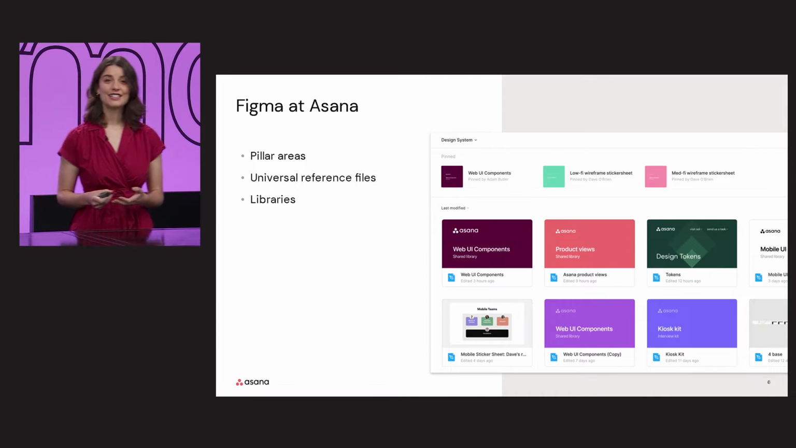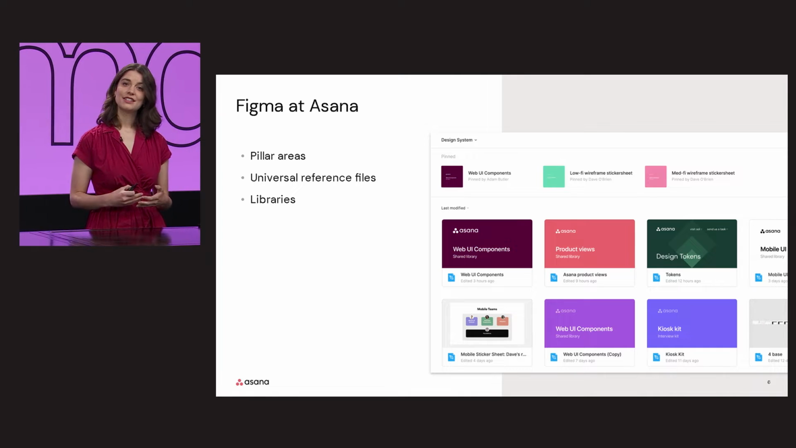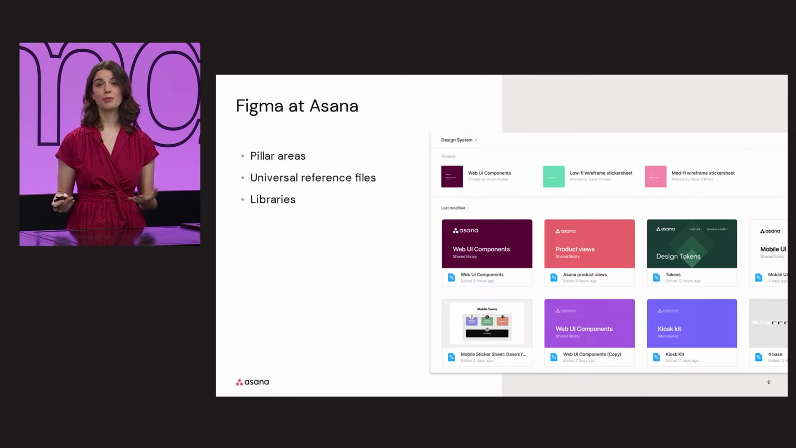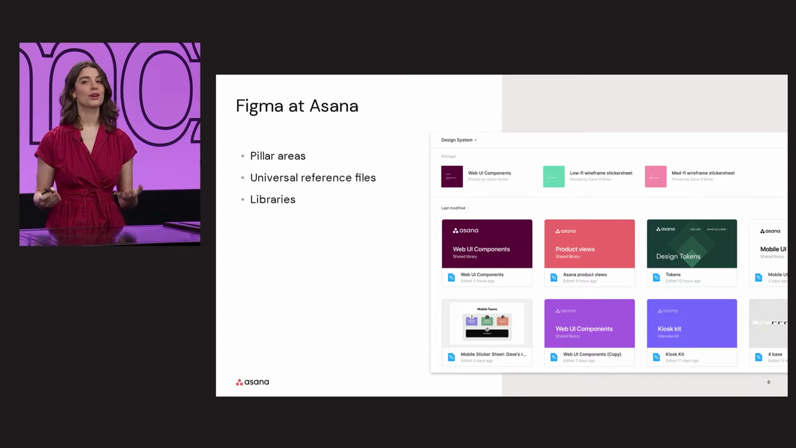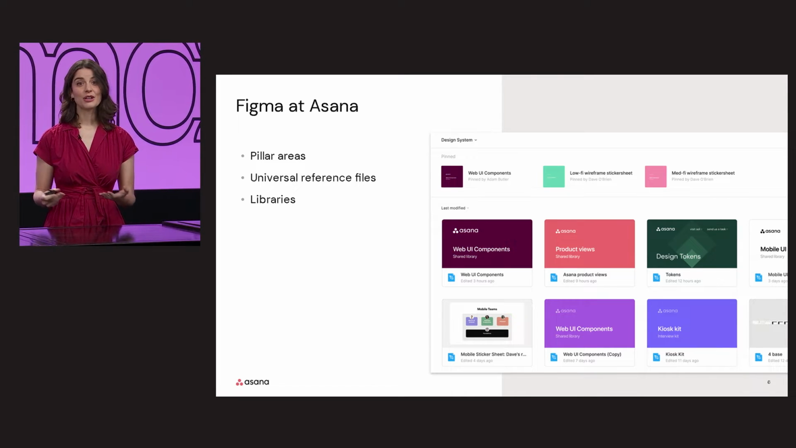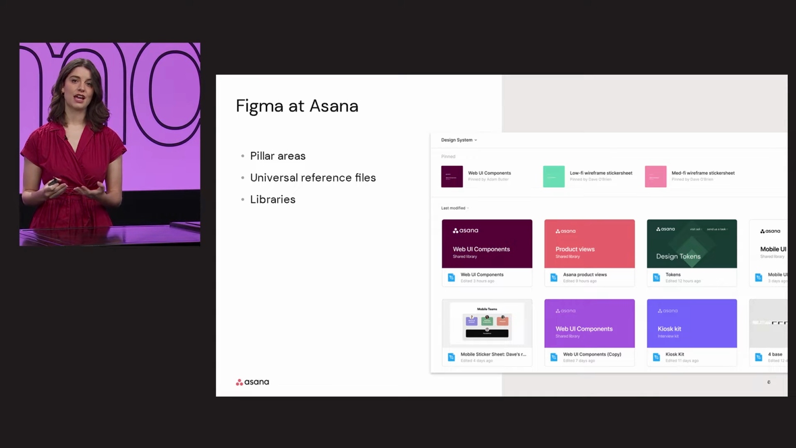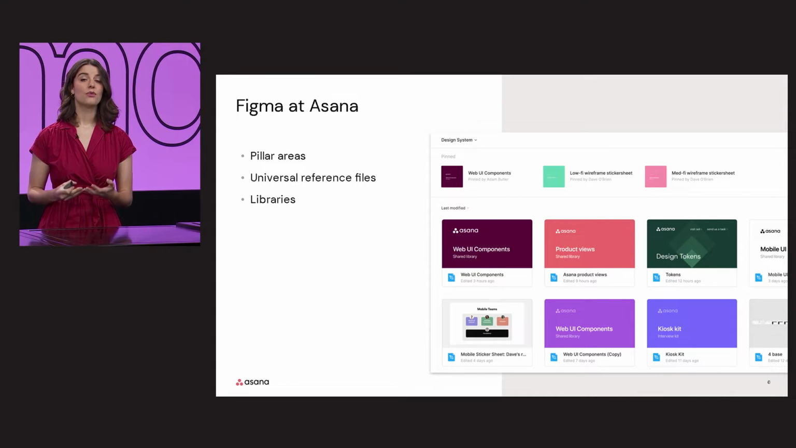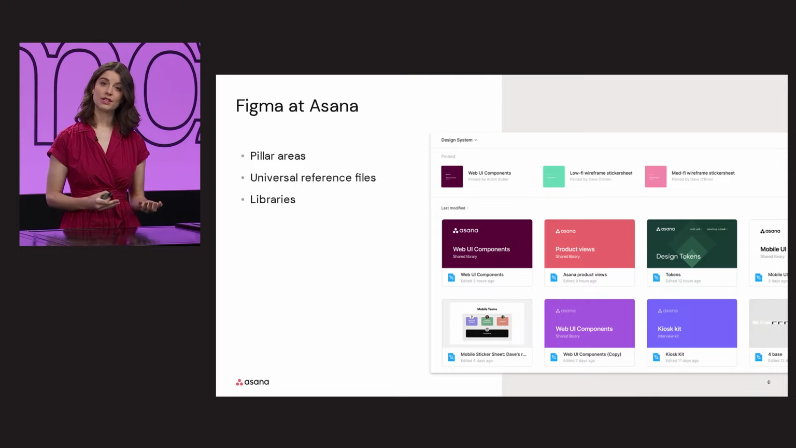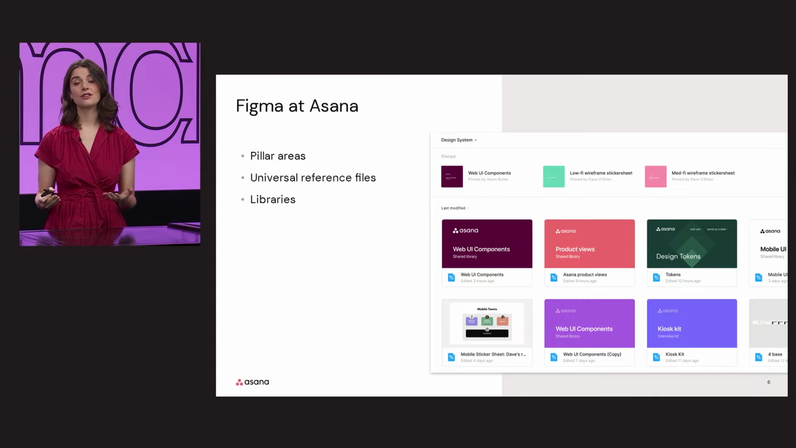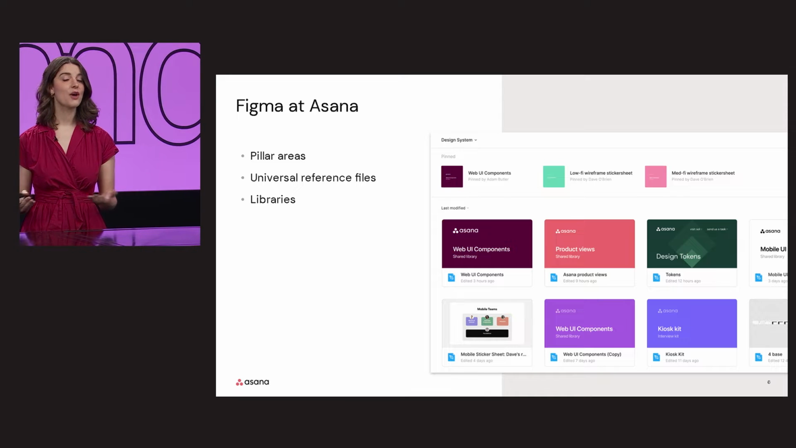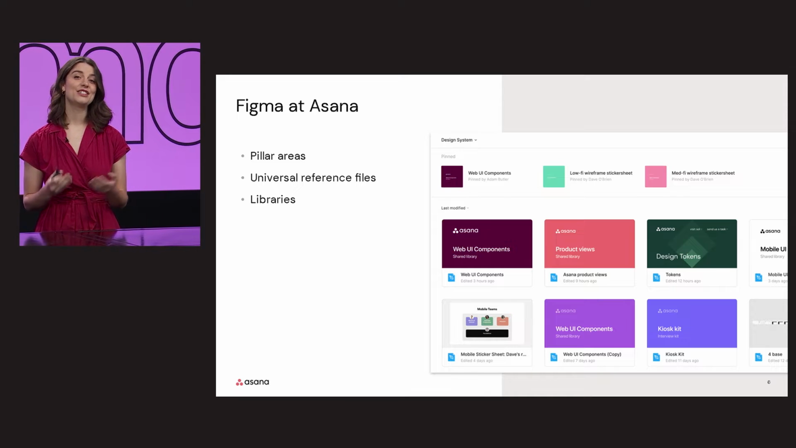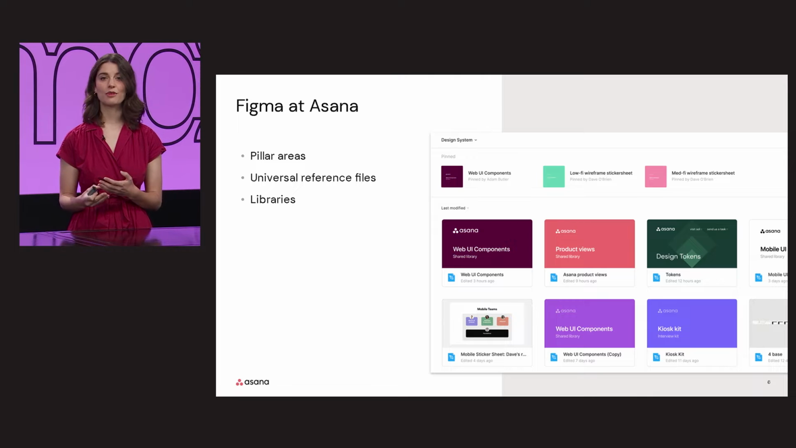The Asana design team uses Figma to stay in sync. So that means each pillar and area has their own section on Figma that contains works in progress, documents for crits, presentations, and production files. We also maintain universal reference files. So those have patterns and components that everyone will need and use. And then finally, we have Figma libraries that has different color systems like brand, dark mode, and UI.